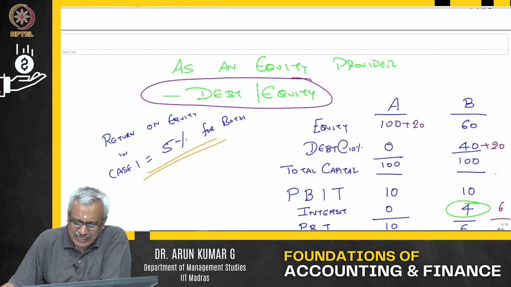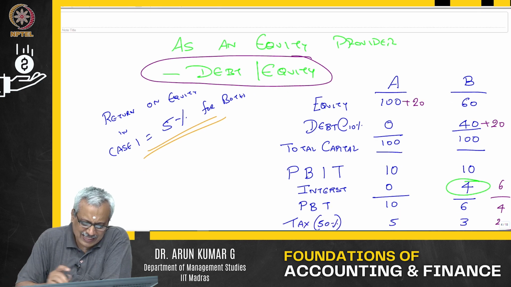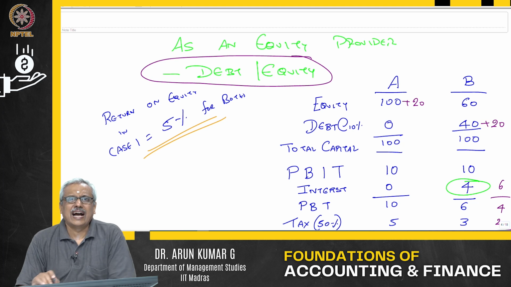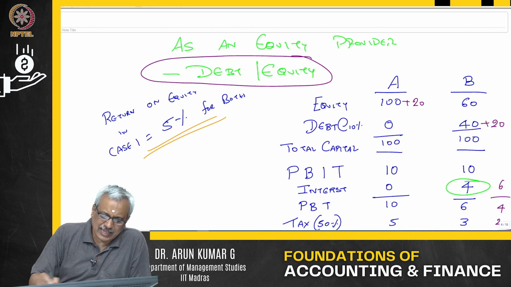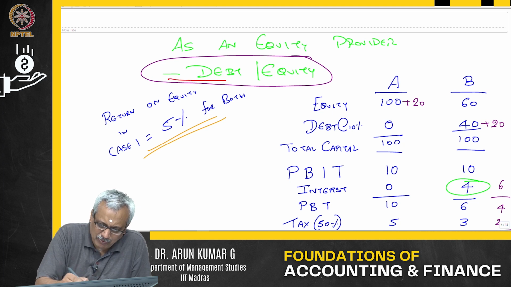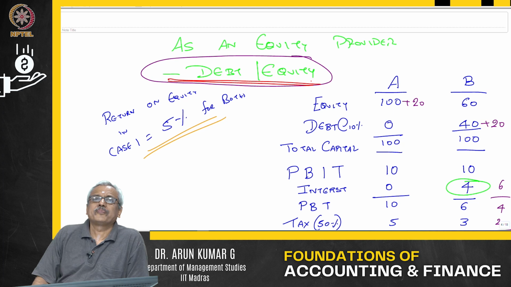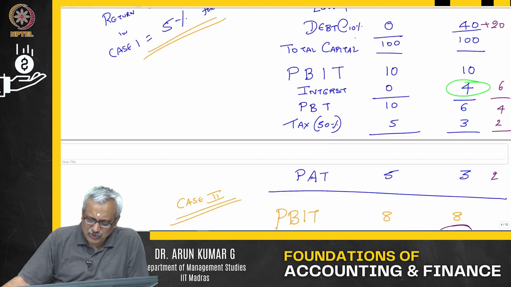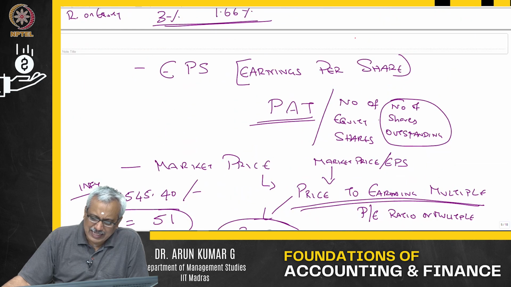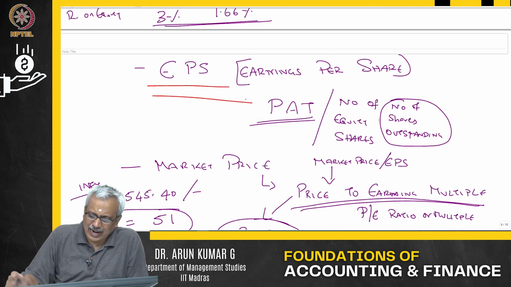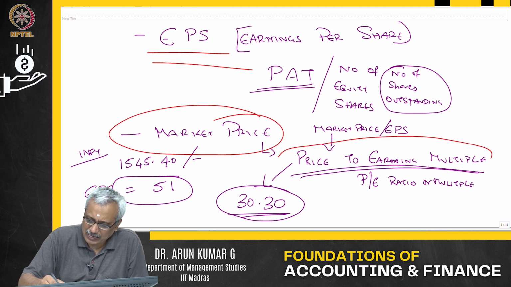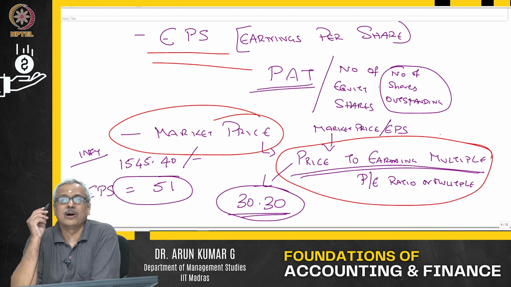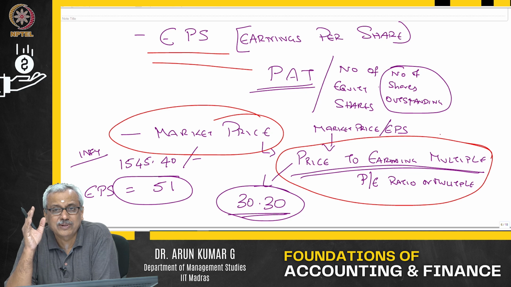Then we moved to the equity provider point of view. We looked at the risk aspect of the equity: as the debt component is higher in the capital structure, the risk of the equity holder keeps on increasing. So, we again looked at the debt and equity part of it from the equity provider point of view. Then I moved to looking at the EPS, the earnings per share, and then the market price. Market price is known, and then I looked at calculating the PE multiple. These are the basic aspects that we looked at.